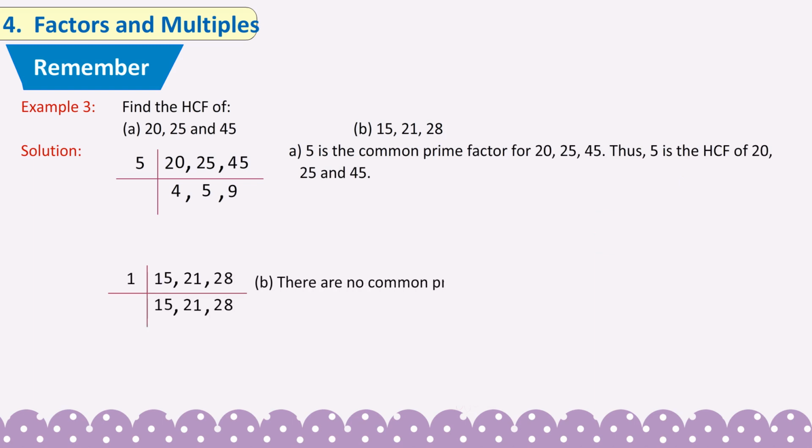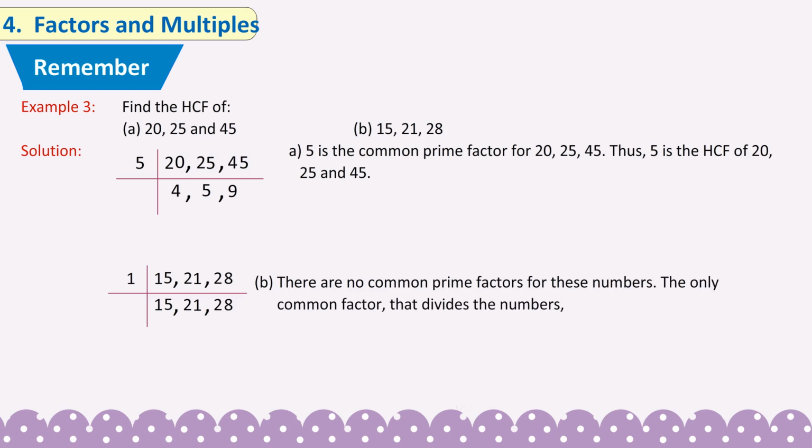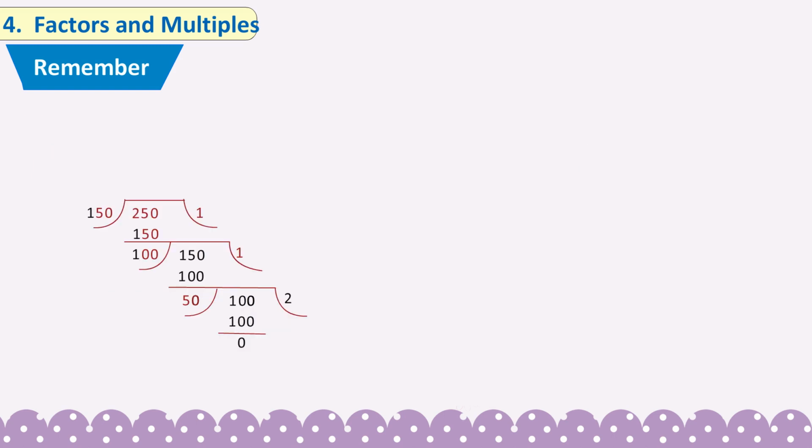B. There are no common prime factors for these numbers. The only common factor that divides the numbers is 1. Therefore, the HCF of 15, 21 and 28 is 1.